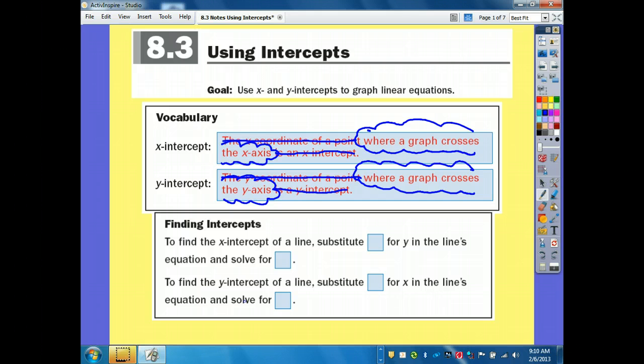What we're going to do is find the intercepts today by substituting 0 in for the x and finding what y equals, and then substituting 0 in for the y to see what x equals. So I kind of just gave you the answers here. To find the x-intercept of a line, substitute 0 for y in the line's equation and solve for what? And solve for x, because if you're putting 0 in for the y, we'd have to solve for x. Then after you get that answer, you take that same equation and you put 0 in for x to find the y.